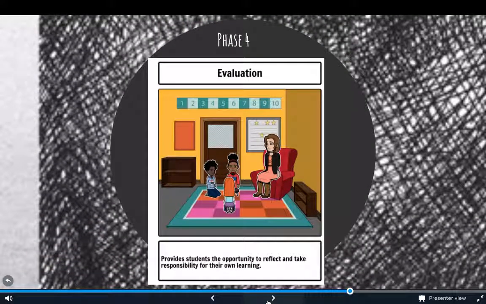The evaluation phase provides students the opportunity to reflect and take responsibility for their own learning. This phase might be difficult for EL students because they have never done it before. It is beneficial for the ELs to see other students evaluating themselves. Teachers need to have class discussions in which they talk about the essential components of a high-quality project or assignment.